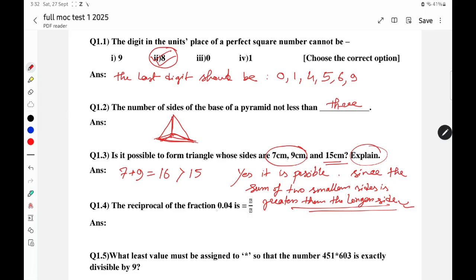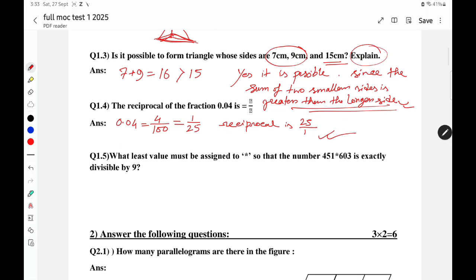Next, reciprocal of the fraction. So the reciprocal of 0.04, if I express it in the vulgar fraction form, that means 4 by 100. So if I cancel it out, then it will be 1 by 25. So the reciprocal is 25 by 1. If someone writes 100 by 4, that is also the right, correct answer.